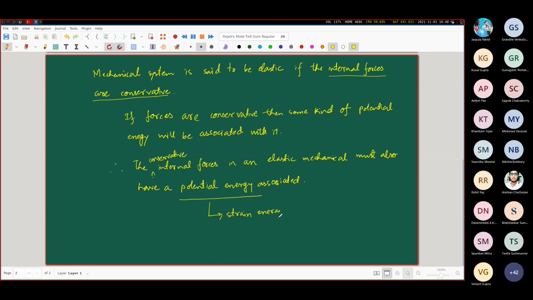So first of all, we understand that a mechanical system is elastic if the internal forces are conservative in nature. We understand that if forces are conservative, then there must be potential energy associated with it. So the conservative internal forces in an elastic mechanical system must also have a potential energy associated with it. And it is that potential energy which is referred to as the strain energy. Finished. Okay, this is our strain energy. So I have not written a single equation expression.